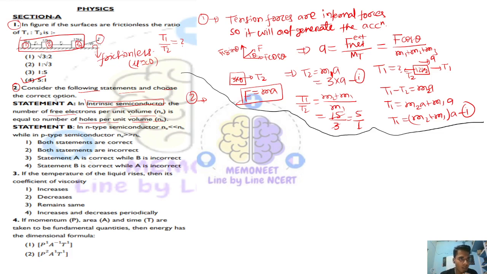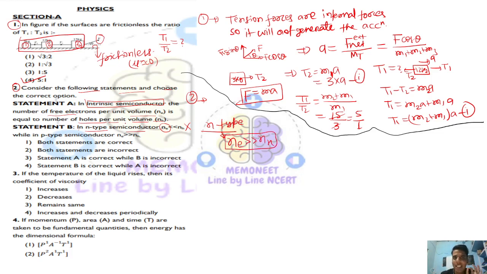Now, moving to the other statement, that is our statement B: in an N-type semiconductor, Ne is greater than Nh. No, this is wrong. You know, in an N-type semiconductor, the number of electrons is much larger than the number of holes.